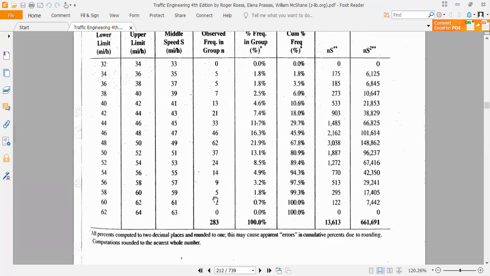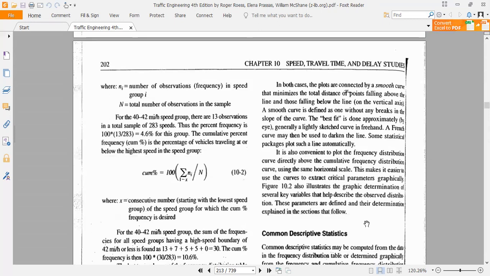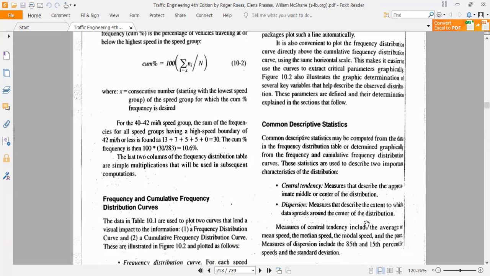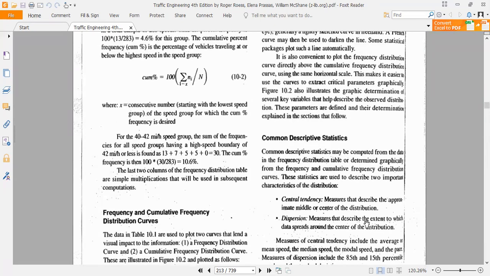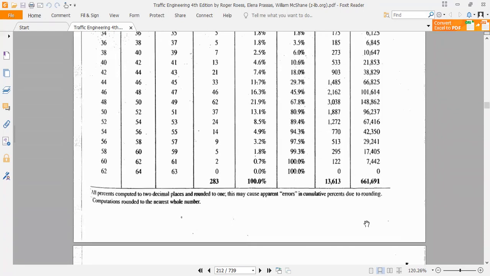Add this fourth column; this sum must be equal to 100%, just as in the case of the coarse aggregate and fine aggregate gradation curve. Add the ns column and the ns squared column as well. Now if you want to find the different statistics like the average, median, 85th percentile speed, and 15th percentile speed, let us see where they have solved it.